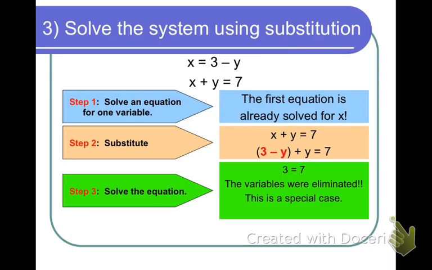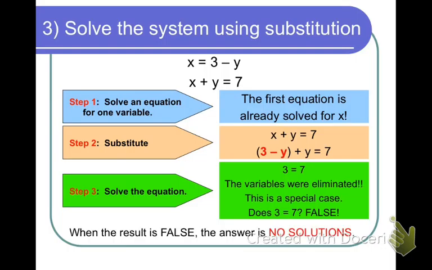And this is a special case. Does 3 equal 7? And the answer is no. So since this results in a false answer, there are no solutions. So in case you were wanting to know, what does that mean about these two lines? It would mean that they are parallel lines and they have no solution.